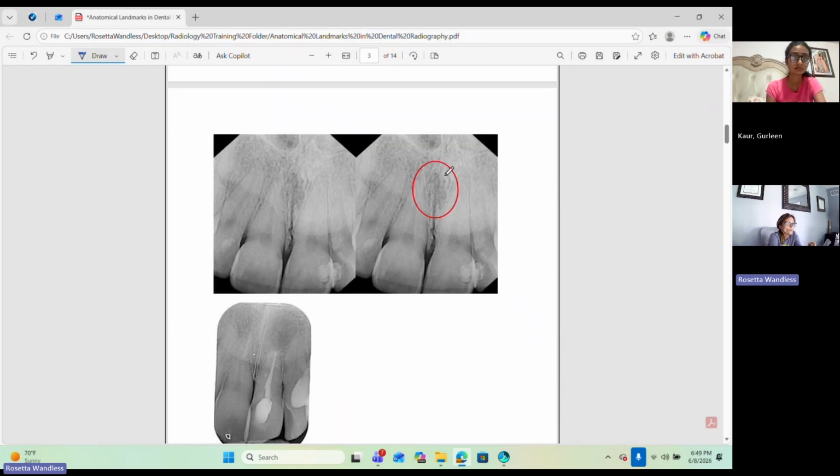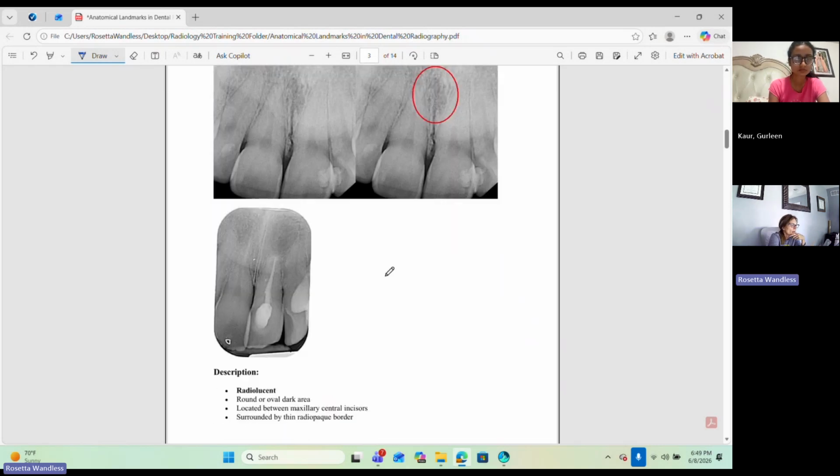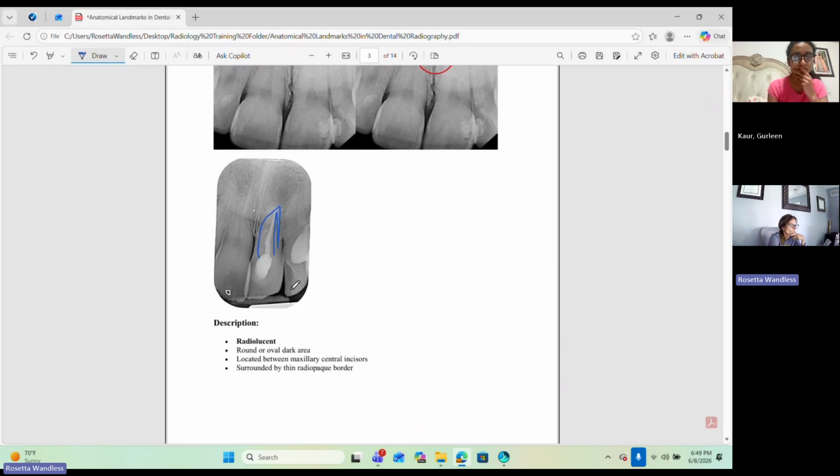Again, just showing the incisive foramen, the hole right there. Oh, here's gutta percha. This is gutta percha on a root canal tooth, this guy right here. So it shows radiopaque. Cool. So again, the incisive foramen shows radiolucent.